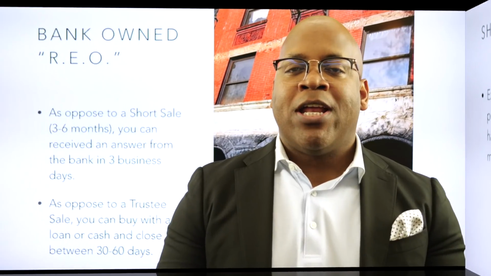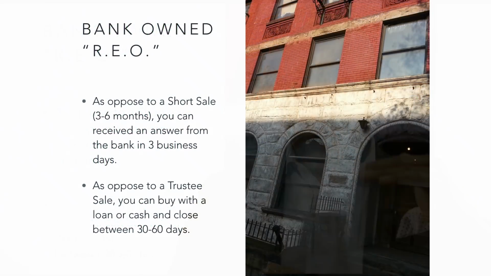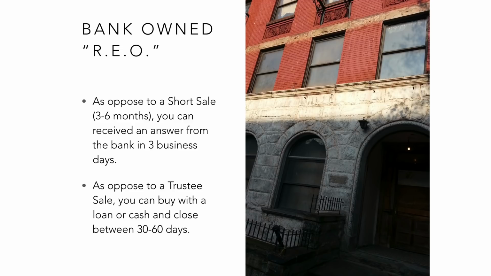All right. So now let's get into the last stage of a foreclosure, which is the bank owned. So here's where the open houses will have over 250 potential investors or buyers at the open house, because here's the major difference. The major difference between a short sale and a bank-owned property is the processing time and waiting to get an answer back from the lender.